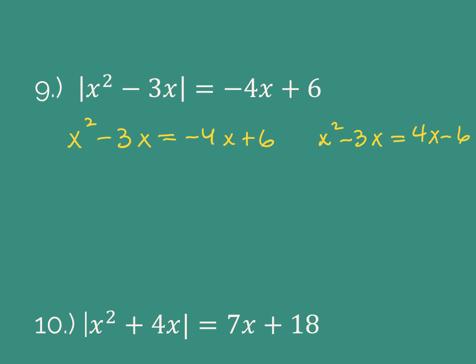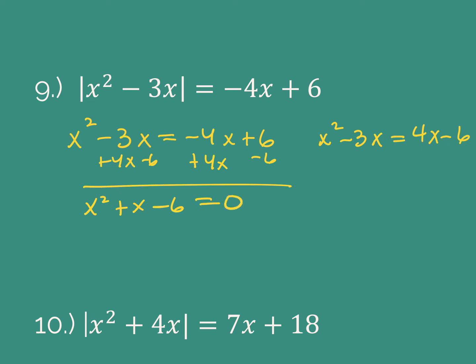And now you solve, we're going to get 2 quadratic equations that we have to solve. So set it equal to 0. I'm going to add the 4x, subtract the 6, and I get x squared plus x minus 6 equals 0. Factors of negative 6 that give me positive 1. That'll be positive 3 and negative 2. Set each equal to 0.